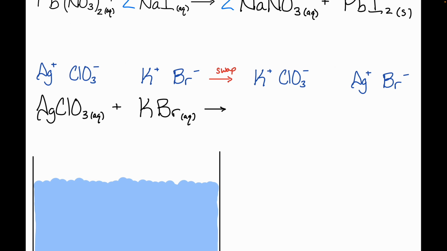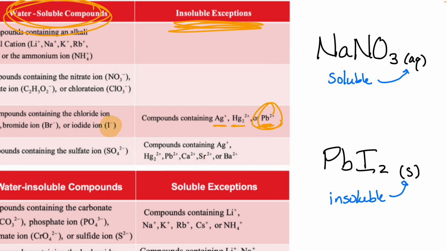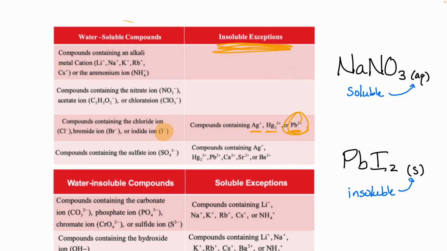Alright, so my silver ion has a +1 charge, my chlorate ion has a -1 charge, potassium has a +1 charge, and bromide has a -1 charge, and I'm going to swap my cations, swap my silver and my potassium. So now my potassium is with that chlorate, and my silver is with that bromide. So I'm going to take my two products here, and I'm going to turn to that constants page, that solubility table.